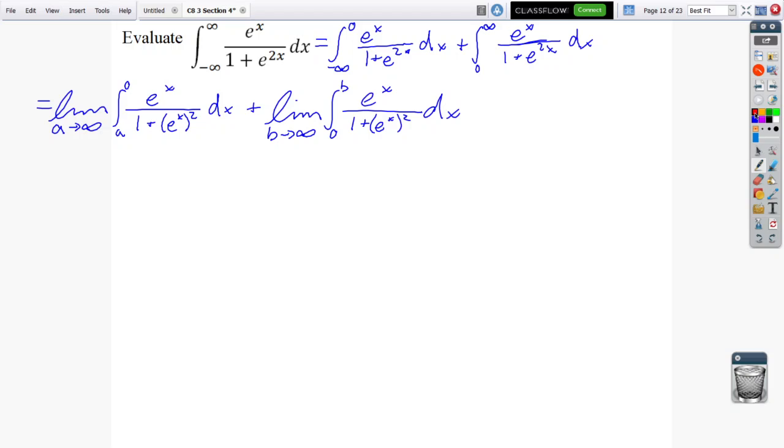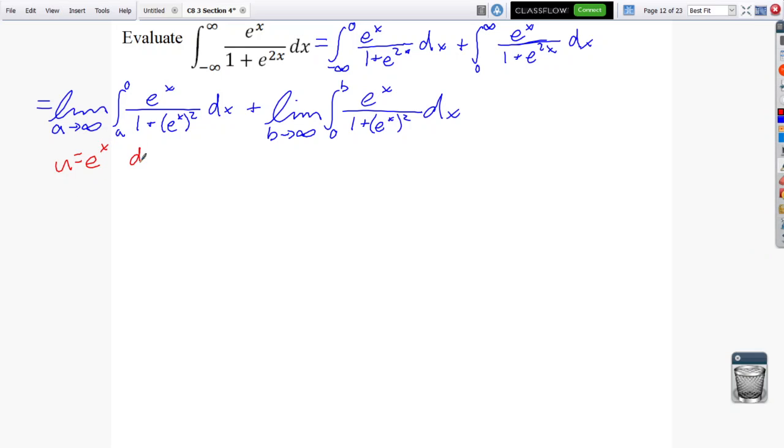For u substitution, I look for any compositions of functions. Remember when I pointed out that e to the 2x is e to the x squared? That now becomes a composition of functions, with the inner function being e to the x. Well, looking at the derivative of e to the x, oh, look at that. e to the x is the derivative of e to the x, and it happens to be in the problem as well. So I know that I'm going to use u is equal to e to the x. Therefore, du is also equal to e to the x dx.